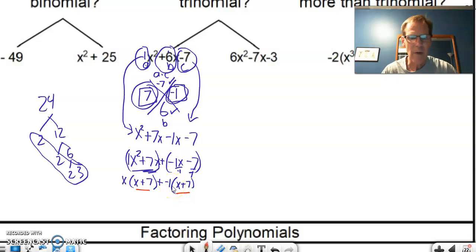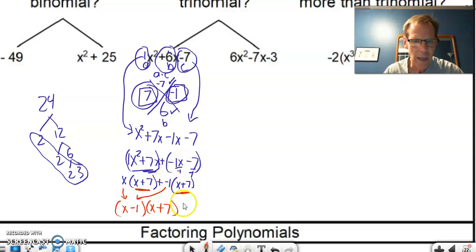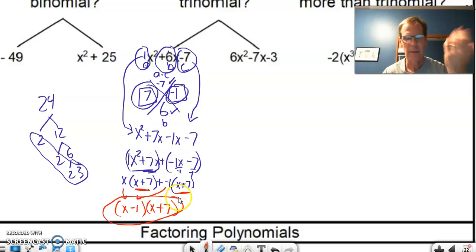So it's like a common factor in those terms. We thought we were factoring out to get this, and we were. This x and this negative 1 get regrouped, and then we've got that other common term of x plus 7, and that was a common factor in both of those binomials, and that's our factoring. Okay, x minus 1 and x plus 7. All right, it took me a while to get there.